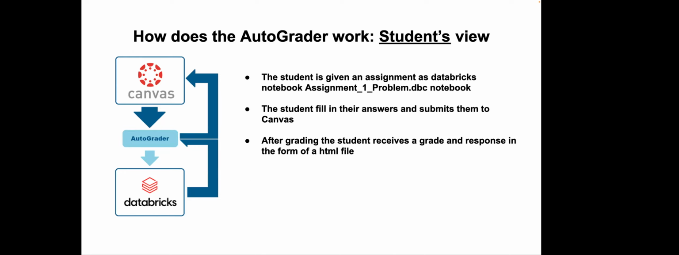Okay, so how does the autograder work for the student? The student is given an assignment as a Databricks notebook that they can get from the assignment page in Canvas, which they download and upload to Databricks, where they fill in their answers. They download them and submit them to Canvas. After the grading has run, the student receives a response in the form of an HTML file that they can open up and easily see how the grading went.